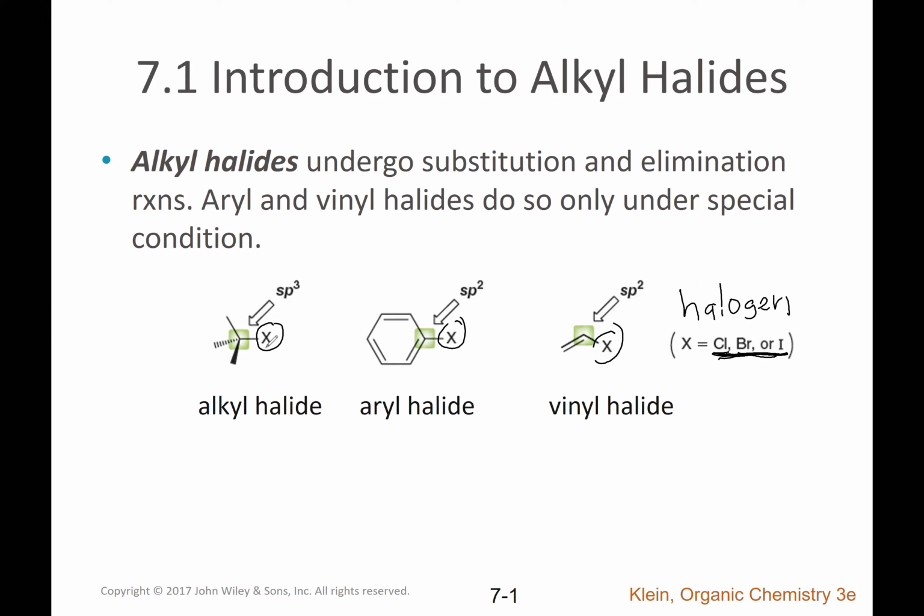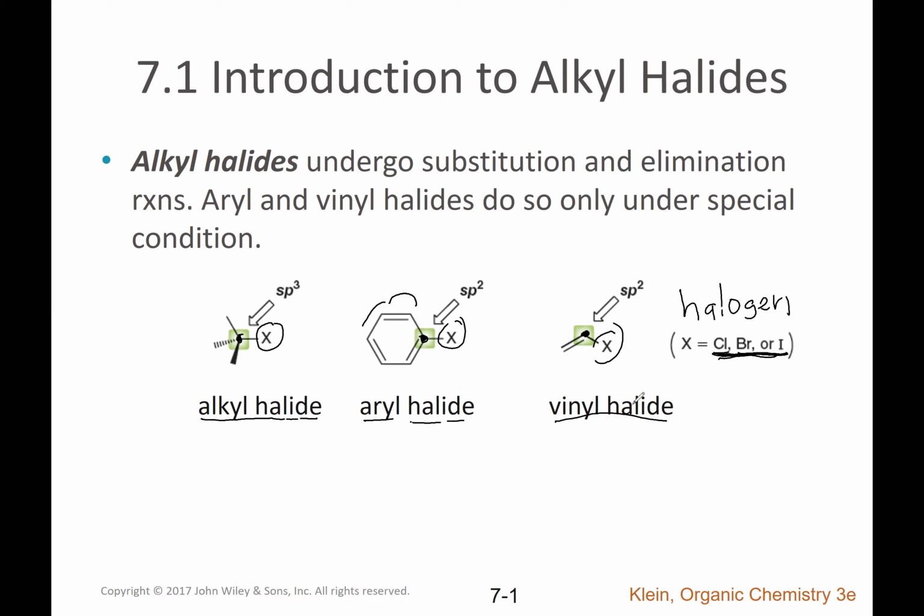Okay, so in this case, the halogen's attached to an sp3 carbon, and that's referred to as an alkyl halide. And in this structure, the halogen's attached to an sp2 carbon, a double bond, that's part of a benzene ring. That's an aryl halide. And in the third structure, the halogen's attached again to an sp2 double bonded carbon, but it's part of a CC double bond. That's called a vinyl halide.